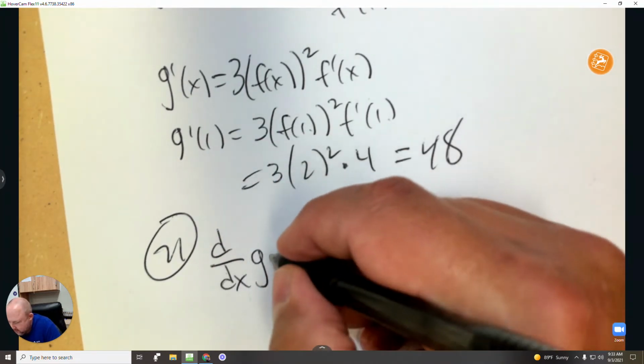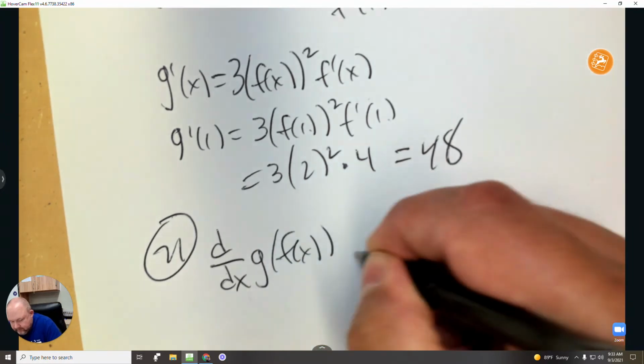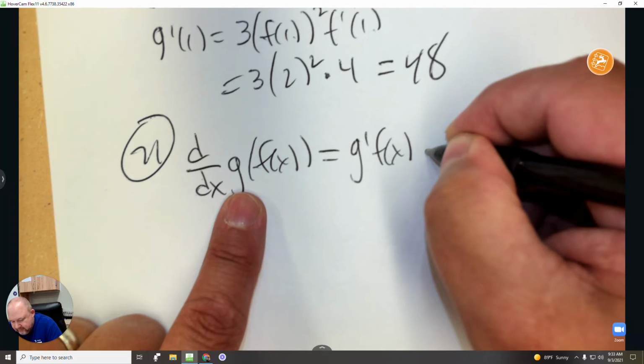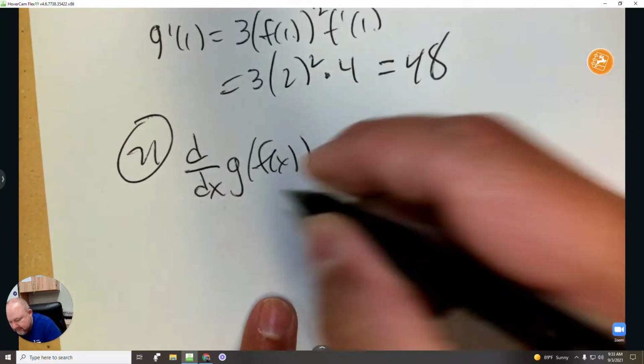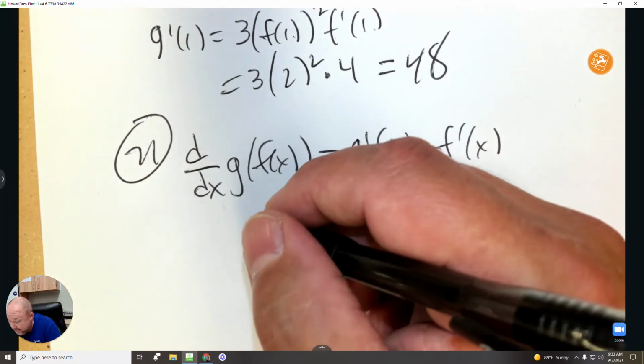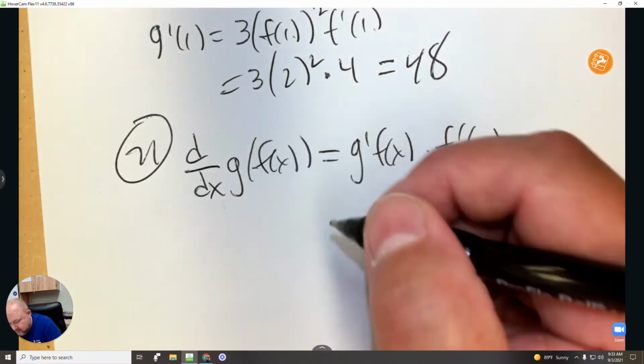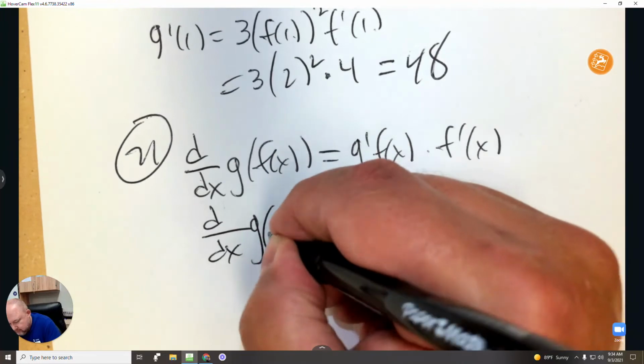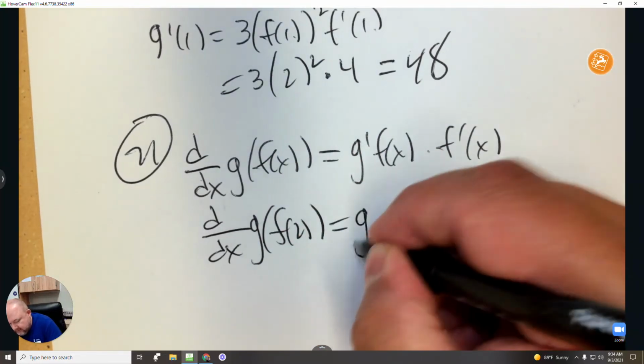21. So let's start here. So the derivative of this is the derivative of the outside times the derivative of the inside. If I want to find the derivative at 2, then I need to plug 2 in.